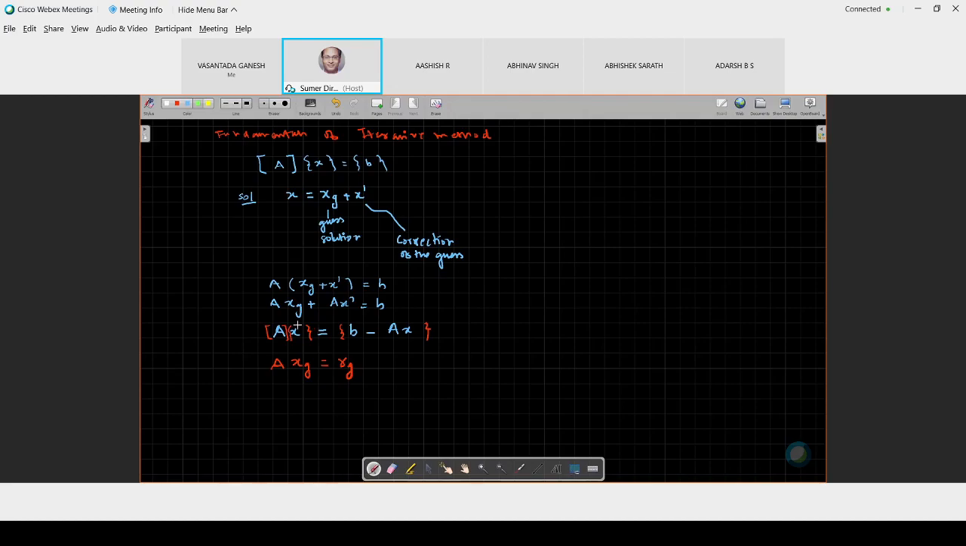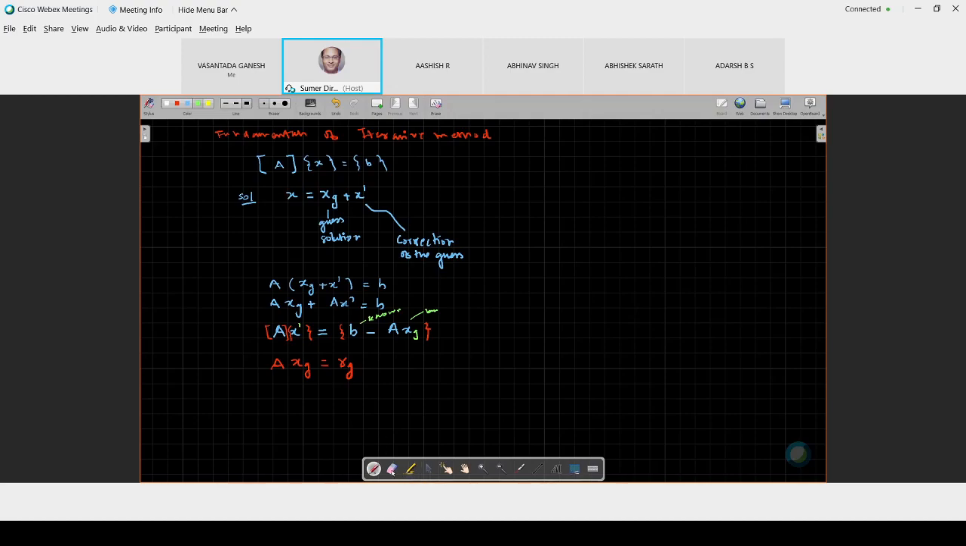So I'll solve for the correction. The guess value is a known value. This is also a known value. X prime was not known. X prime is a guess solution which we assume, for example, a number 10, and then I'm calculating the correction. If I add 10 plus this correction, then I can get the solution X. That is what the strategy is.